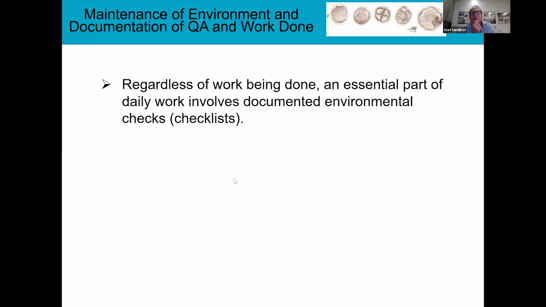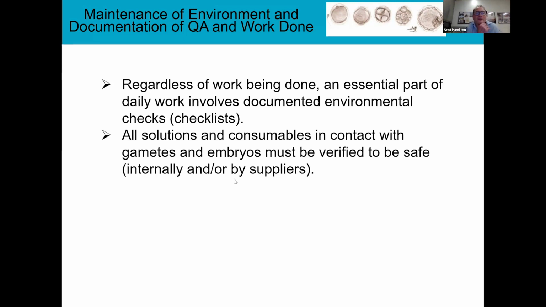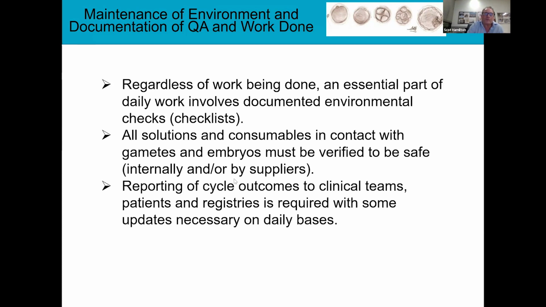So regardless of what's being done, you have to document with lots of checklists. Every solution and consumable that comes in contact with the gametes has to be verified to be safe. We do that internally as well as with checklists from the suppliers. We have to report cycle outcomes to clinical teams, patients, and registries. So not only do we have to follow and write down what happened, we have to tell a bunch of people.